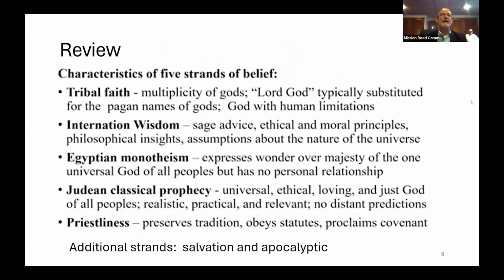All right, so back to our book. This was information from one of Dennis's slides, that you can talk about five strands of belief. And so Dempsey wants us to know where these passages of scripture came from in terms of the evolutionary development of Hebrew thinking about God. And I've noticed today in the ones I'm going to be talking about, there were two additional strands that he talks about, the salvation strand and the apocalyptic. So I'm going to add those two to that list.